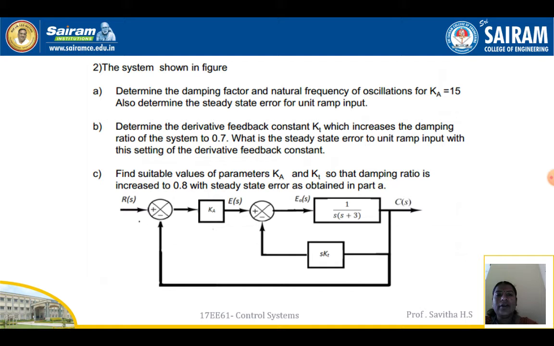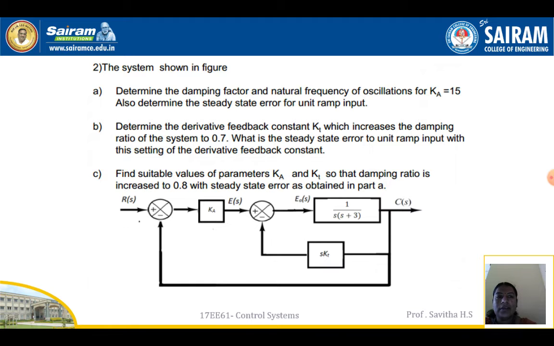Determine the derivative feedback constant Kt which increases the damping ratio of the system to 0.7. What is the steady state error to unit ramp input with this setting of derivative feedback constant? Find suitable values of parameters K and Kt so that the damping ratio is increased to 0.8 with the steady state error as obtained in part A.